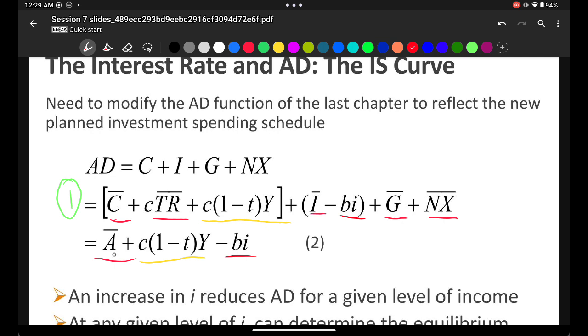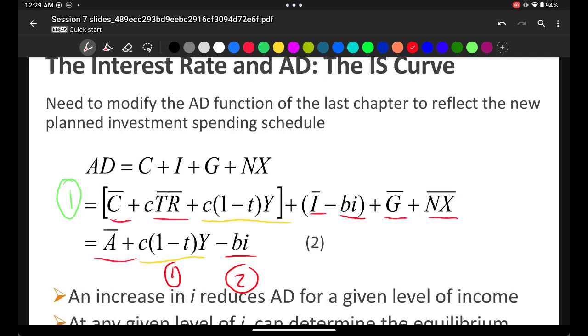Now all of this is autonomous. All the stuff that is autonomous is put into A hat. All the stuff that is induced, we have b1 over here and we have b2. This is your investment induced expenditure. This is your consumption induced expenditure. T is the tax rate. I is your interest rate. Y is your income.